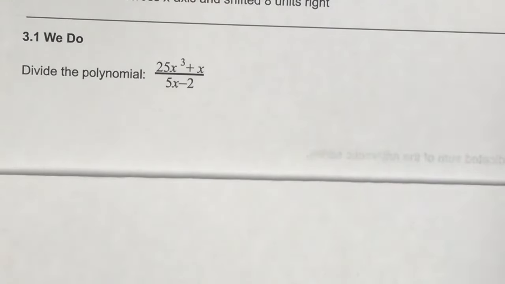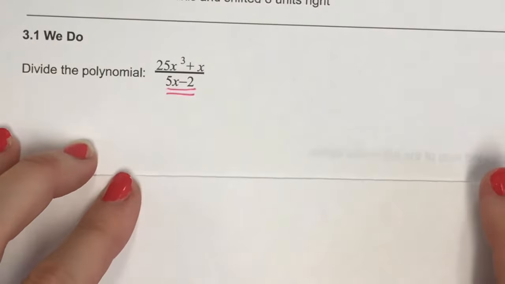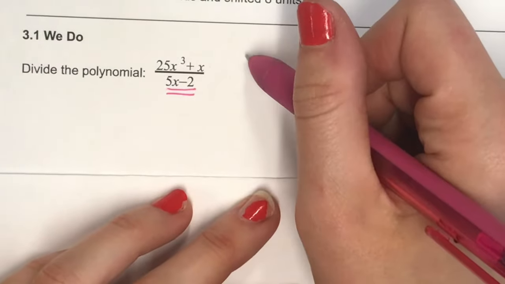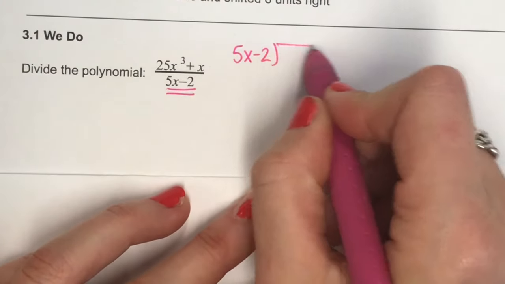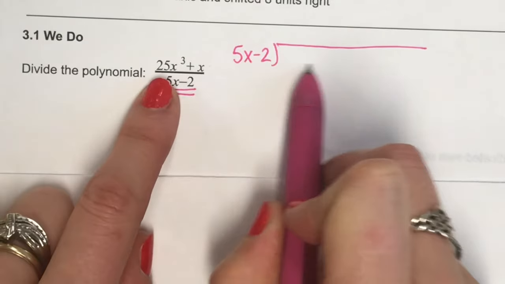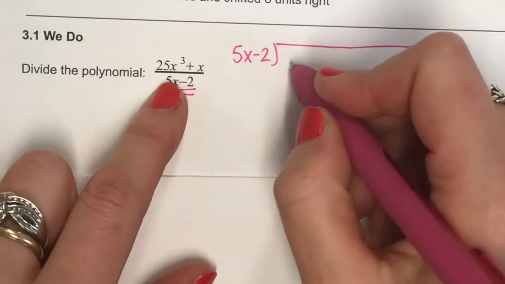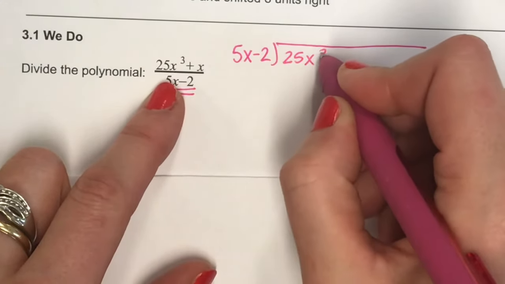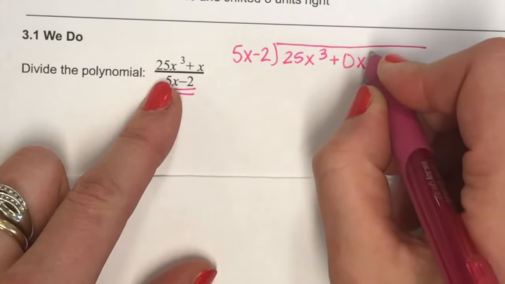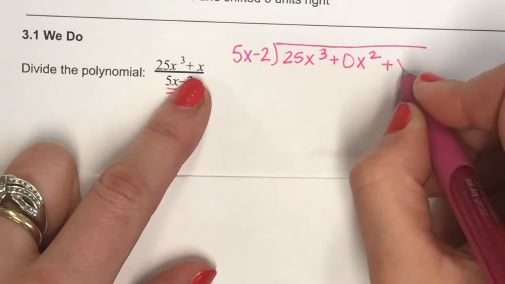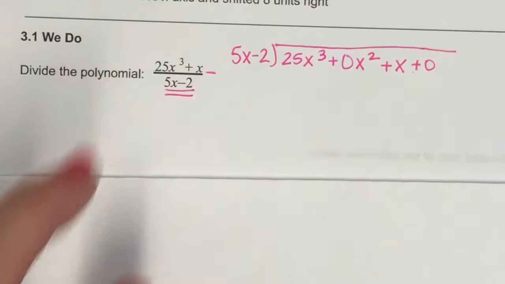So I'm going to divide this by this. This one down here is my denominator. That one's going to go on the outside. So I'm going to start over here with my long division. I'm going to start with 5x minus 2 on the outside. Now, when I put my equation in here, I need to also make sure I have placeholders for every x value. So I start with an x to the third. I don't have an x squared, so I need to make sure I put a 0 for my x squared. I have an x, and then I don't have a constant at the end, so I need to make sure I put a 0 for my constant.